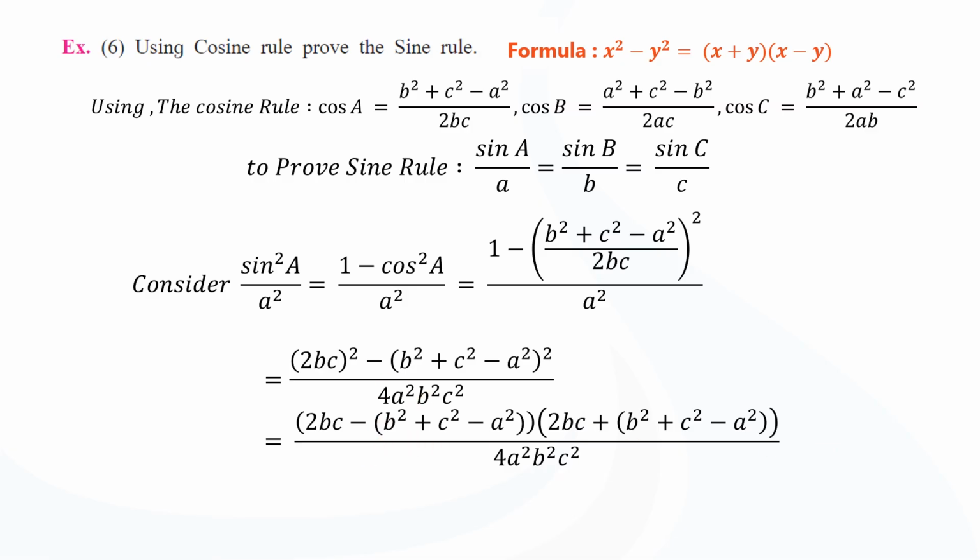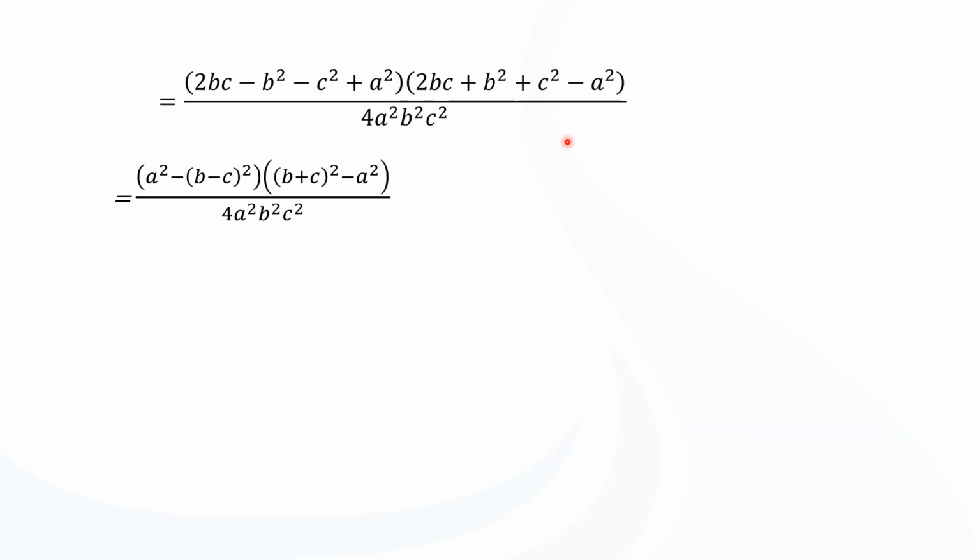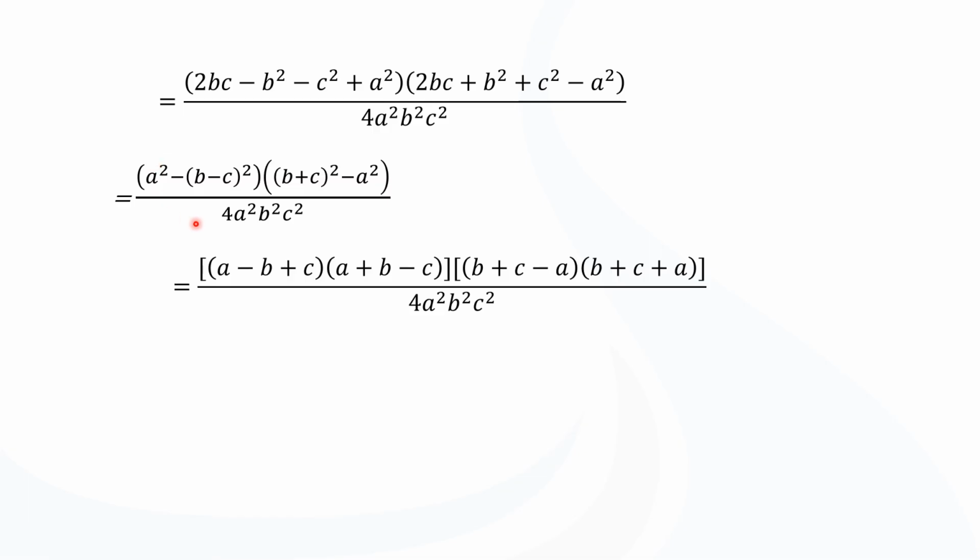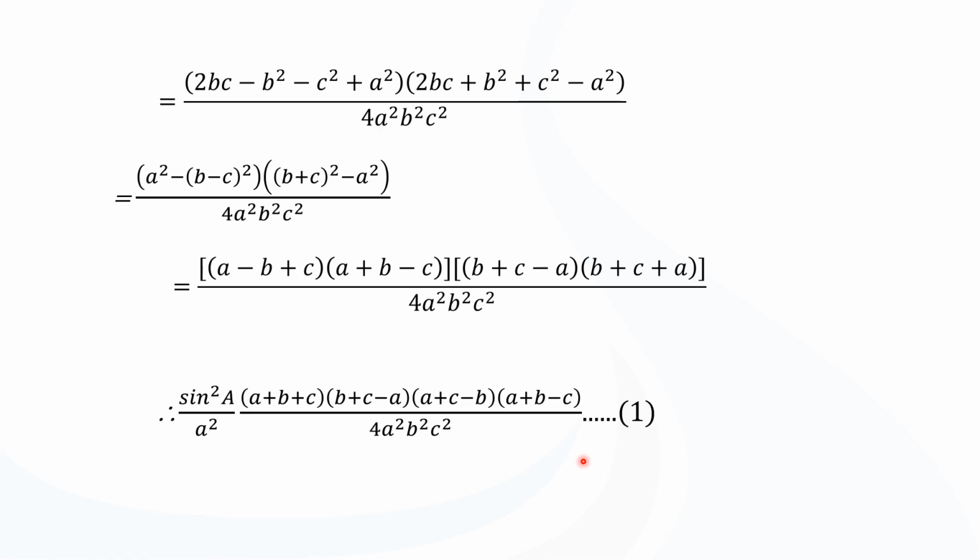Inside the bracket, we get these terms. Taking minus common, it becomes a full square of b plus c and a square here. In a similar way, this is b plus c the whole square minus a square. Again, using the difference of squares formula, we get 4 brackets, 2 brackets for the first one and 2 for the second one. This is what we are getting for sin square A upon a square.